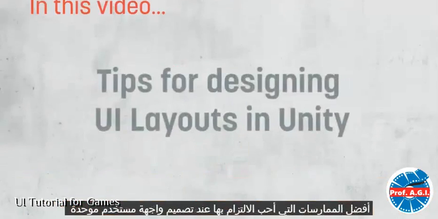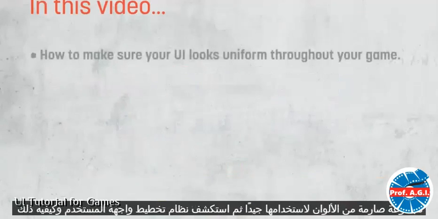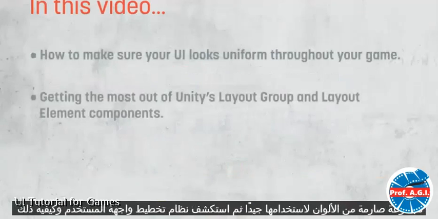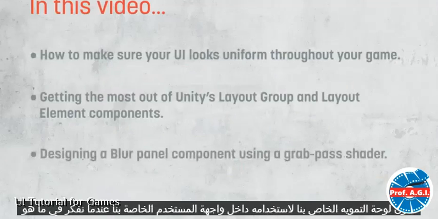Hi there, I'm Matt, and welcome to take a look at some of the best practices I like to abide by when designing a UI in Unity. We're going to look at how we can make sure that our UI is visually pleasing by defining a strict set of colors to use. We'll then explore Unity's UI layout system and how some of the components work together, and finally, we'll explore how we can build our own blur panel component to use within our UI.